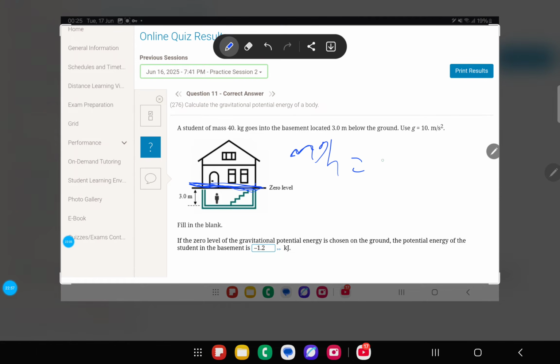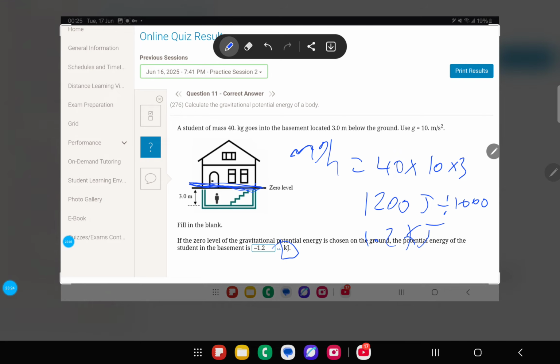So mass is 40 times g, which is 10, times 3. You get 1200 joules, but they want it in kilojoules, right? So you divide it by 1000, and you get 1.2 kilojoules.